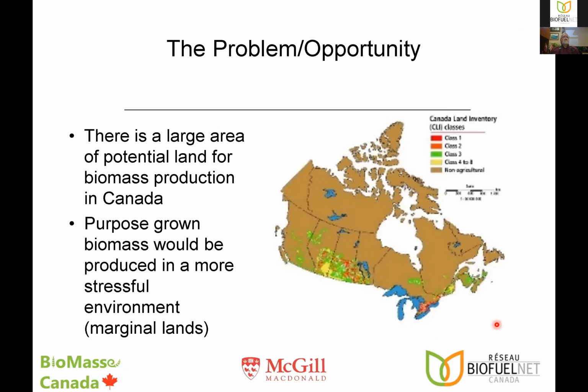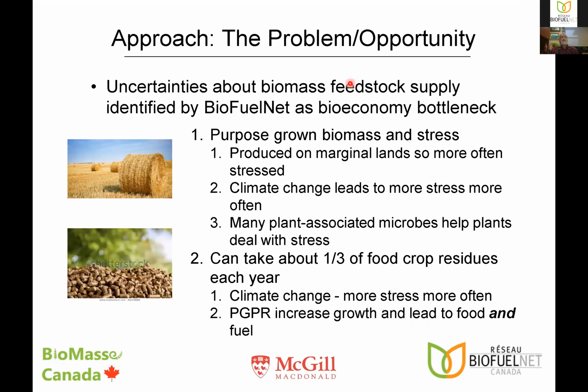If we're looking at the overall picture, the problem and opportunity: there's a large area of potential land for biomass production in Canada. We're a very big country, and we have a reasonably large area of agricultural land. Purpose-grown biomass would be produced in the more stressful environment, these marginal lands around the edges. So they could benefit to a greater degree from things that help them deal with stress. And this is the overall approach.